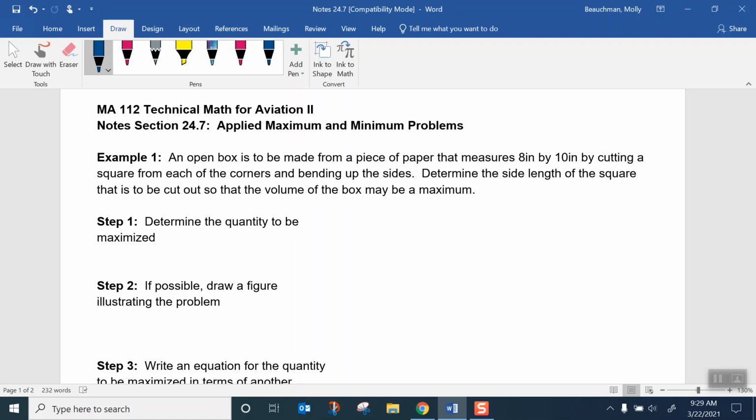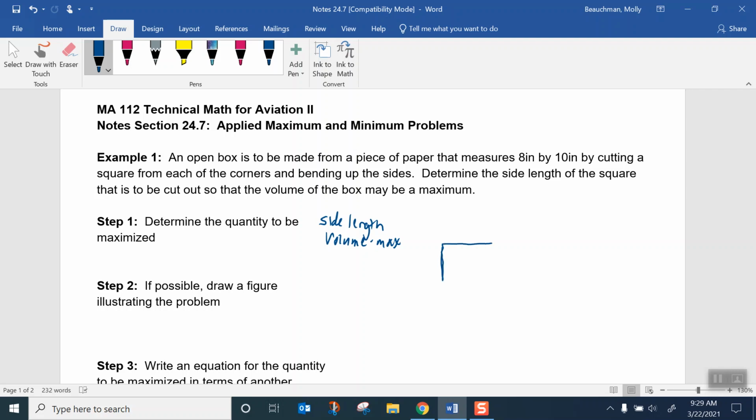Determine the side length of the square that is to be cut out so the volume of the box may be a maximum. All right, so we want to first of all determine the quantity to be maximized. Well, we want to know the side length of the square, and we also want to know the volume is to be maximized. If possible, draw a figure illustrating the problem.